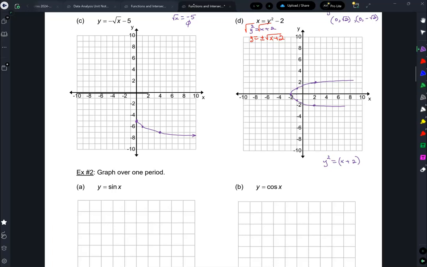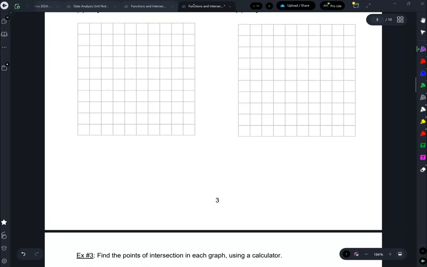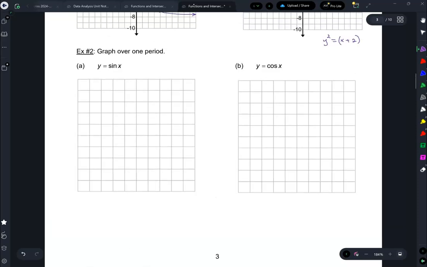You guys remember how to graph a sine function over one period? Yes, let's do it. What's the period? 2 pi.